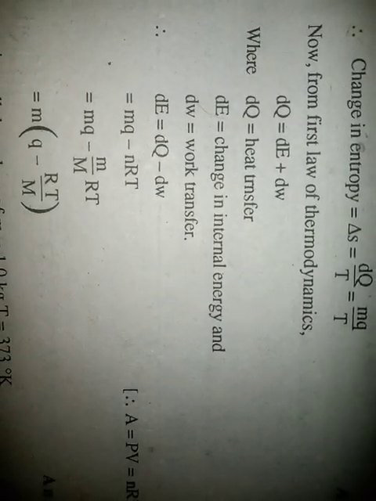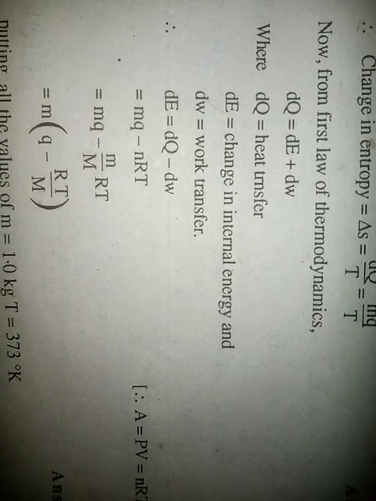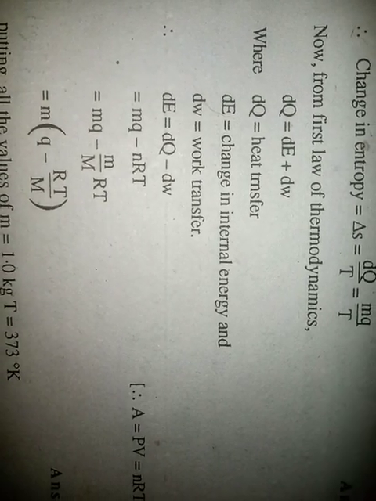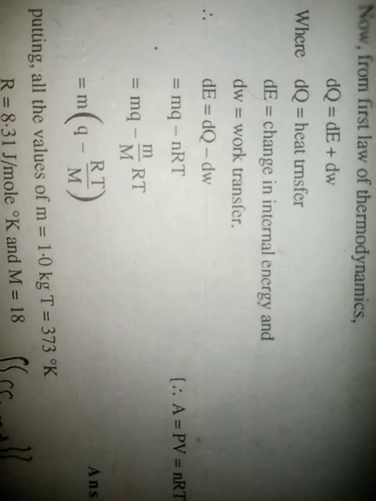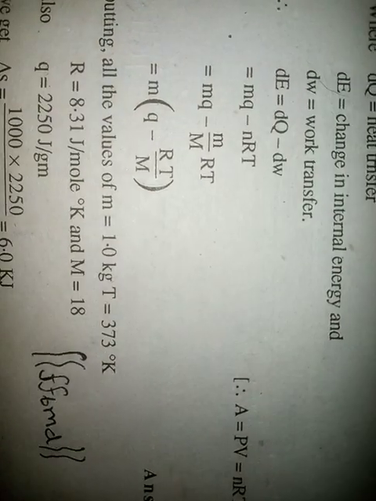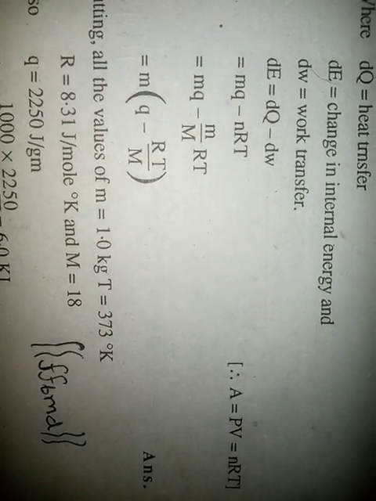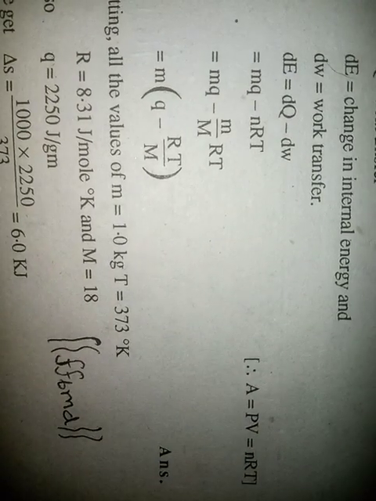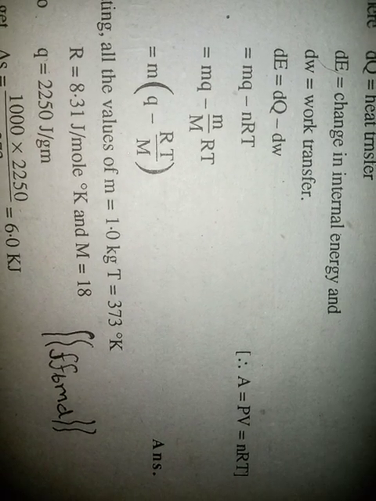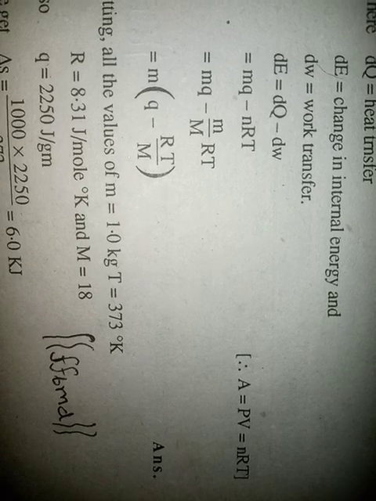Now, from the first law of thermodynamics, dQ equals dU plus dW, where dQ is heat transfer, dU change in internal energy, and dW work transfer. Hence, dU equals dQ minus dW equals m into q minus nRT, as PV equals nRT. This implies dU equals m into q minus m by M into RT equals m into (q minus RT by M).